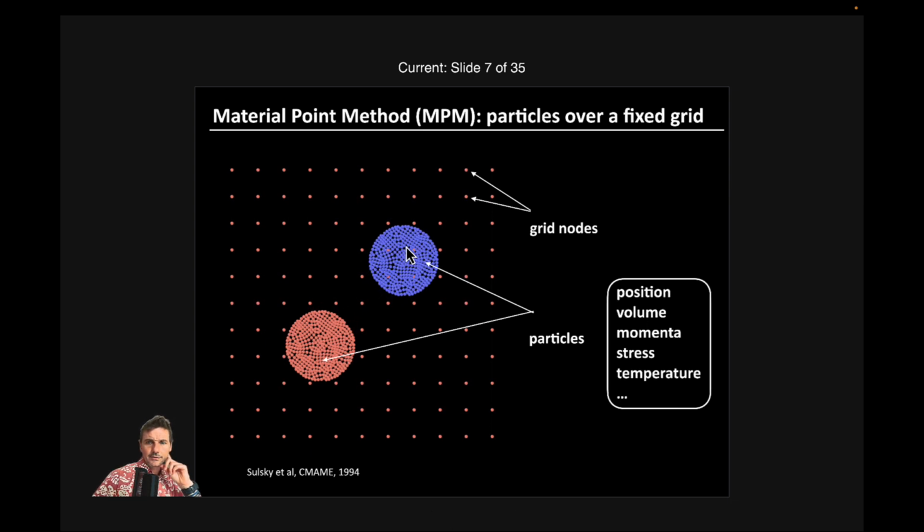Okay, so now what is included in the particles? You have the position, the volume, the momenta, the stress, the temperature. So all the field variables basically are stored.